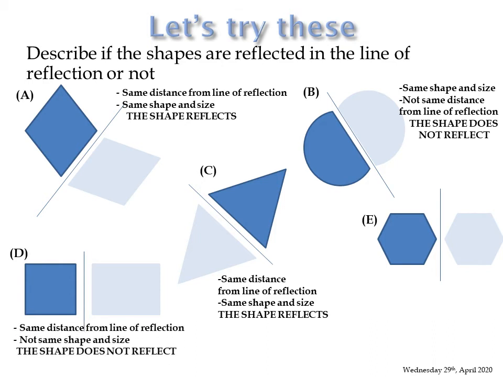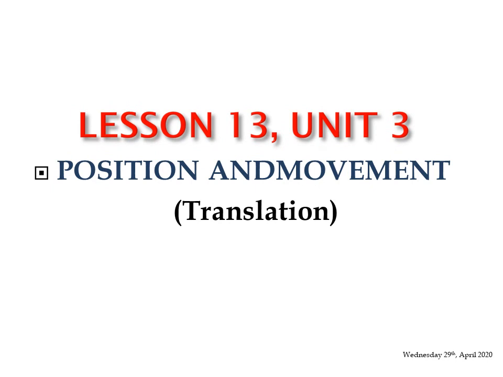Let's see D. D is also the same distance from the line of reflection if you look at it. But what's the problem with shape D? The reflection has changed in size. It's supposed to be a square, but the reflection has become a rectangle, so it does not reflect. And finally, shape E, it's the same distance and it's the same size and shape, so we can say the shape reflects. And finally, we go to unit 3, the translation.